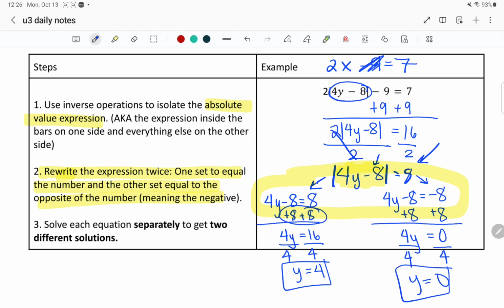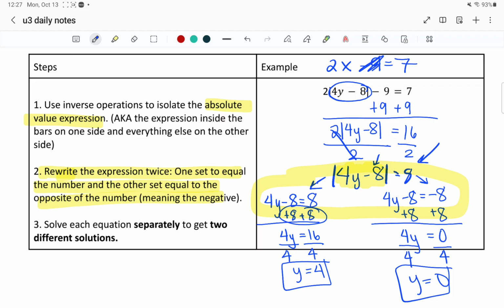So notice it wasn't like 4 and negative 4. Okay, your numbers can be different, but you're going to get 2 of them every single time. So in Delta Math, you would say y equals 4, and then you'd add a solution. I think there's a button that says add solution. And then you'd put the other one, which is y equals 0.